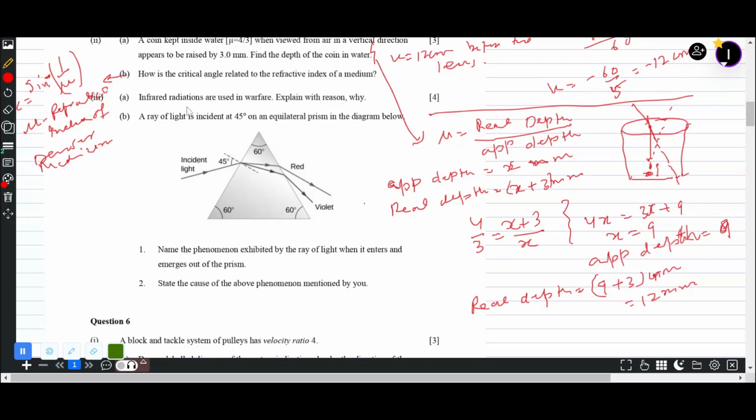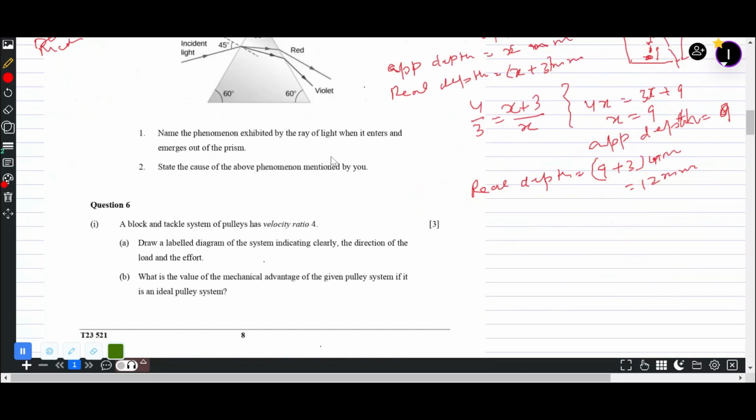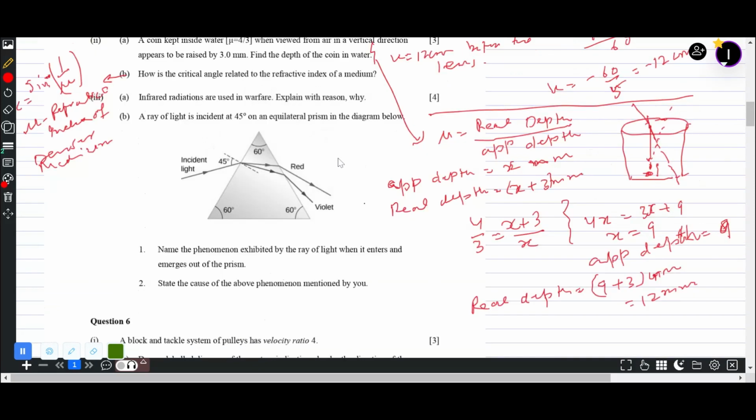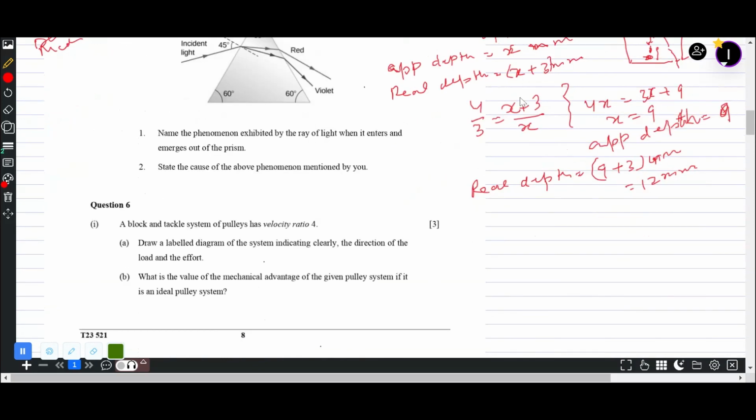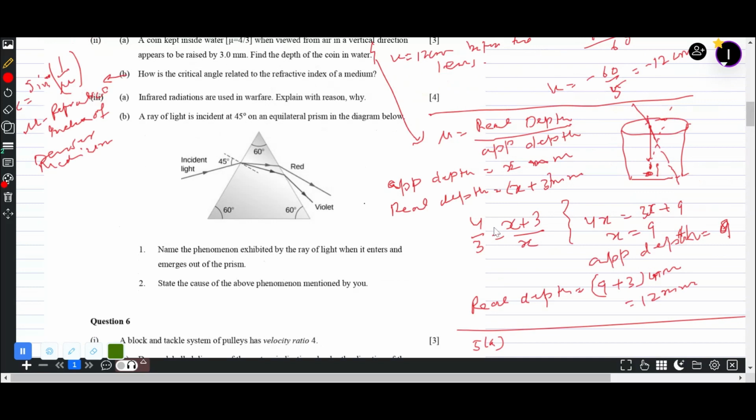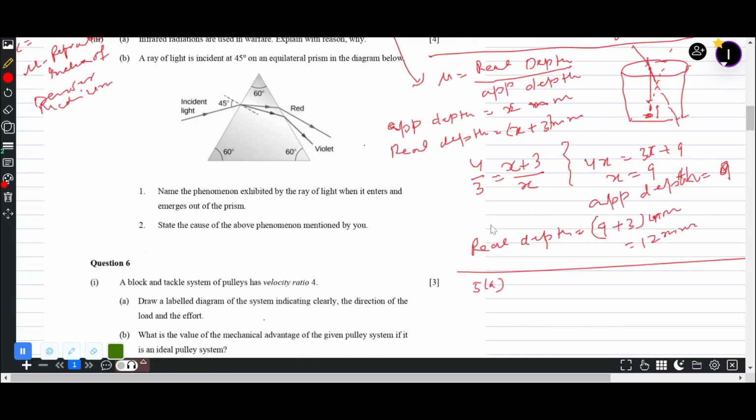Next, infrared radiations are used in warfare. Explain with reason. How much space do I have? So I'll now do it here, giving pointers. This is question number 5A, third question: why is infrared used? This is the third of 5. No problem, I'll clean it up. This is question number 5.